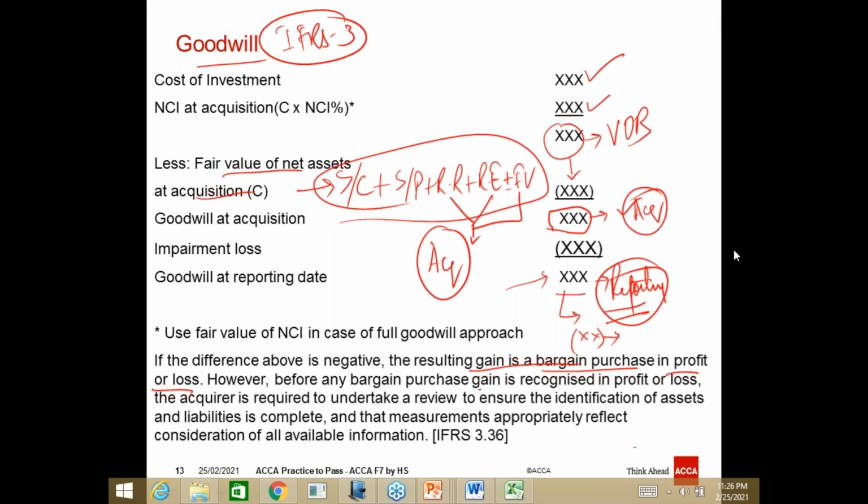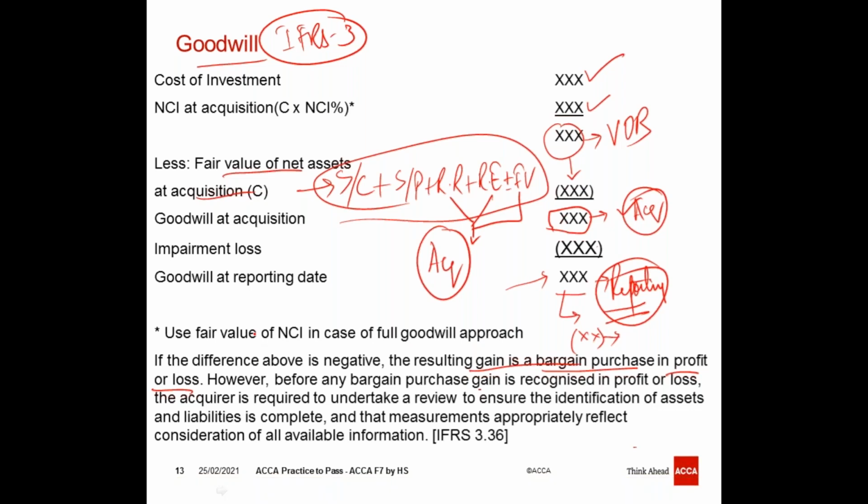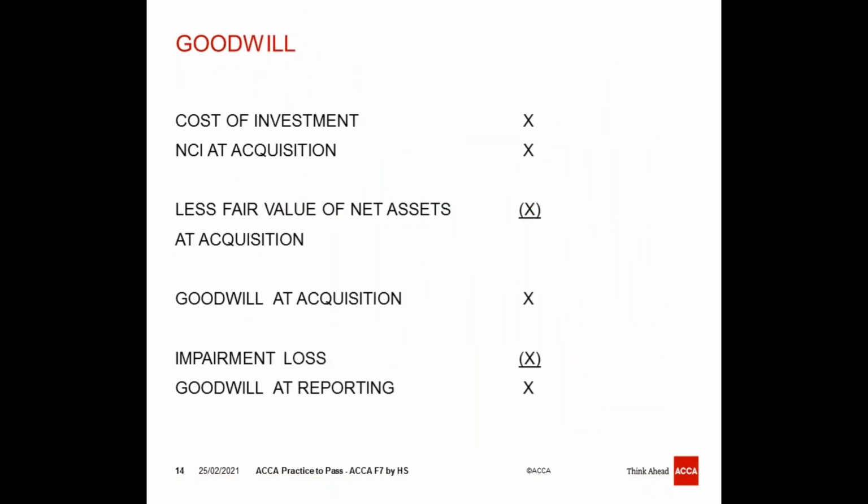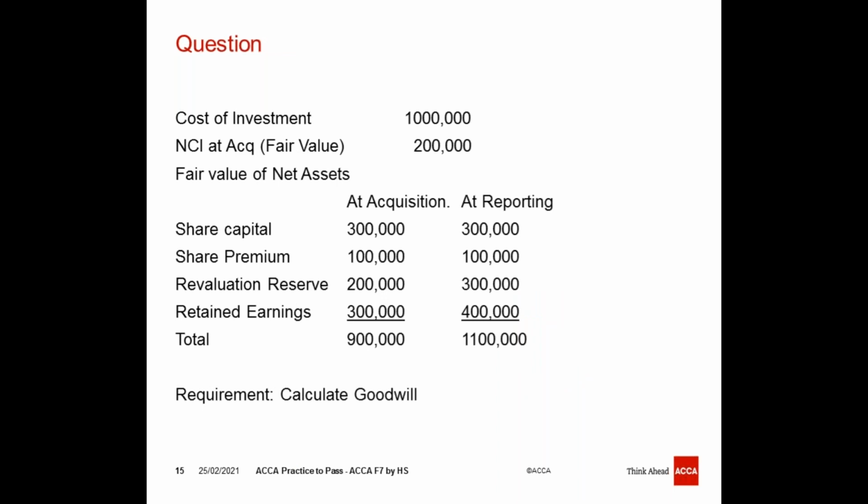So can we use any format to calculate the goodwill? Yes, this is the format to calculate the goodwill. Now this is the formula again: cost of the investment plus NCI less fair value of net assets at acquisition. We get the goodwill at acquisition, and after the impairment loss, we get the value of goodwill at the reporting date. So here is the question for you. You are required to calculate the goodwill in this question.